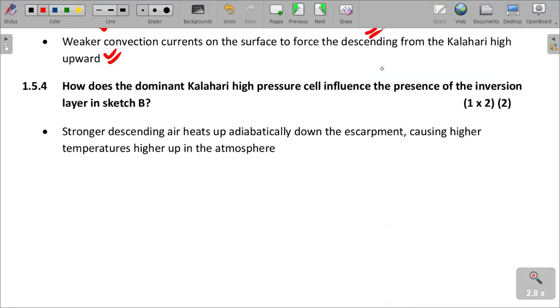How does the dominant Kalahari high pressure cell influence the presence of the inversion layer in B? You see this one, class, look forward. This is one of the questions that is always quite dominant. The stronger descending air heats up adiabatically. We are saying it heats up as it goes down.